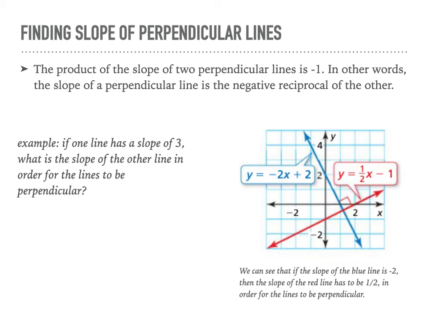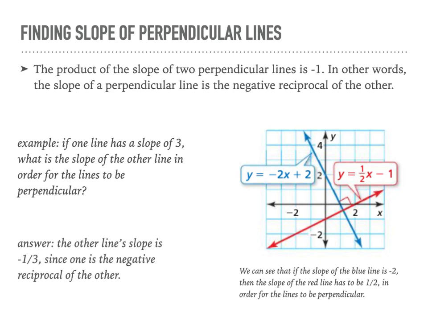The reciprocal of a number is just switching the numerator and denominator. So let's say that I want to find the reciprocal of 2/3. I switch the numerator and denominator, and the reciprocal of 2/3 is 3/2. And the negative reciprocal also means to not only switch the numerator and denominator, but to also switch the sign. So the negative reciprocal of 3 would be -1/3.